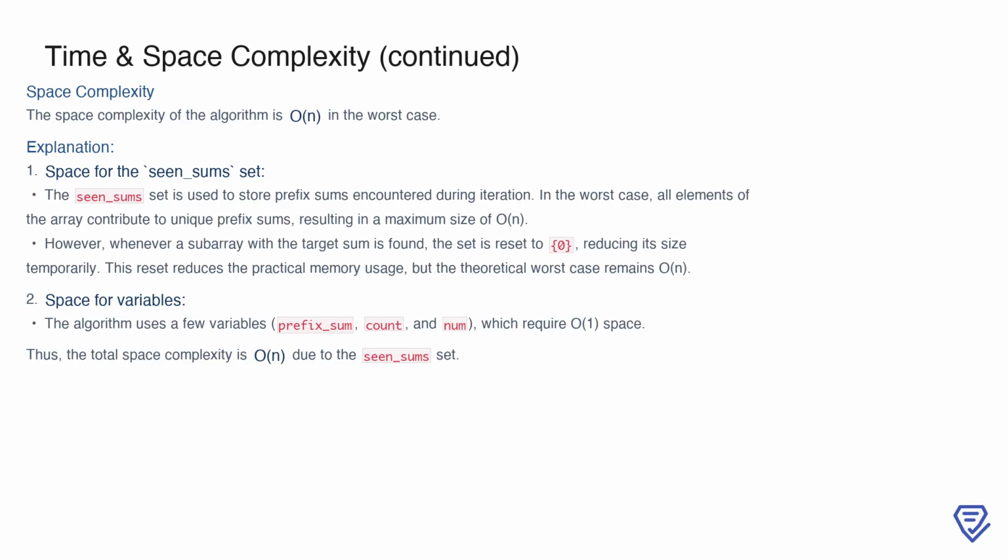This reset reduces the set size temporarily, thereby lowering practical memory usage. Despite this optimization, the theoretical upper bound on space usage remains O(n). In addition to the set, the algorithm uses a few scalar variables such as prefix_sum, count, and number, which require constant space, O(1). Thus, the total space complexity is dominated by the seen_sum set, resulting in O(n).